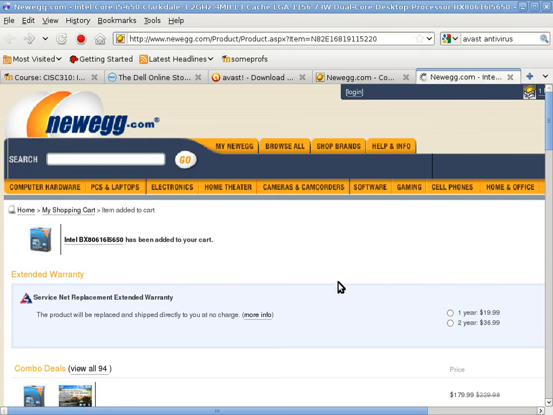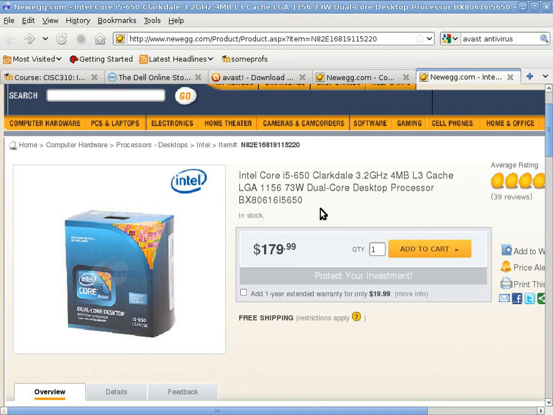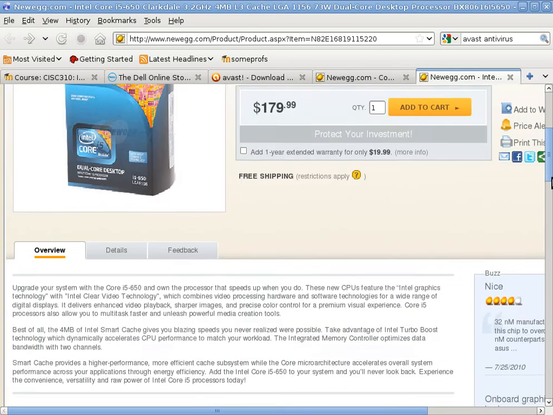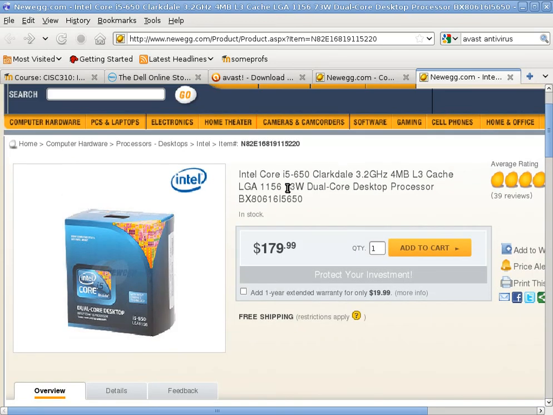Okay, so once we add it to the cart, we want to look at the processor and look at the other parts or the specifications of the processor. This one has a maximum power consumption of 73 watts. Now, it means that when you specify a power supply unit, the PSU, you have to factor in at least 73 watts for the processor itself.